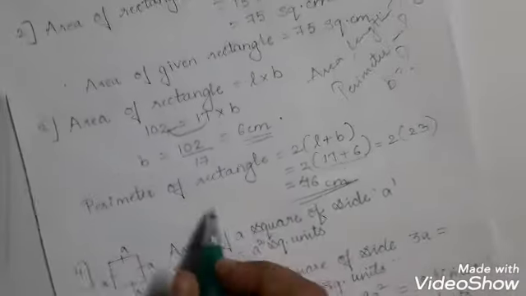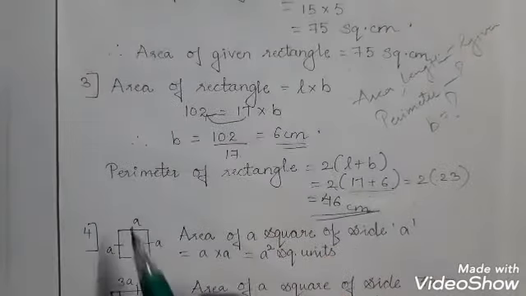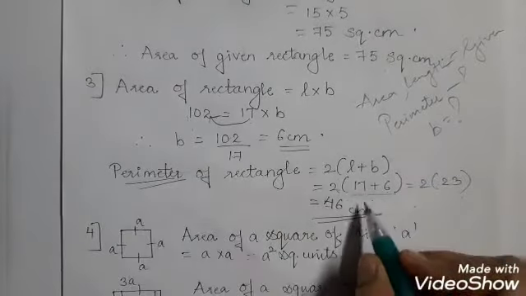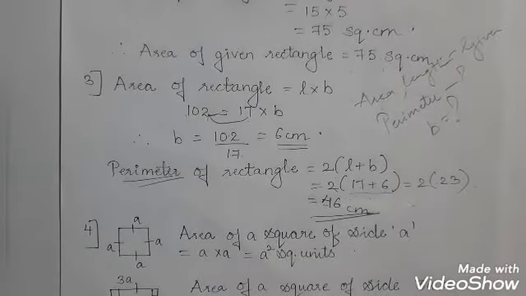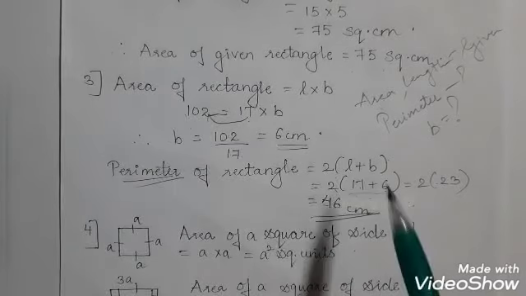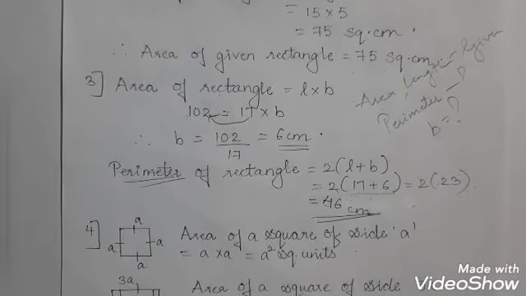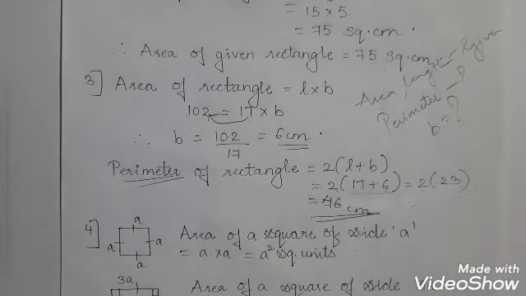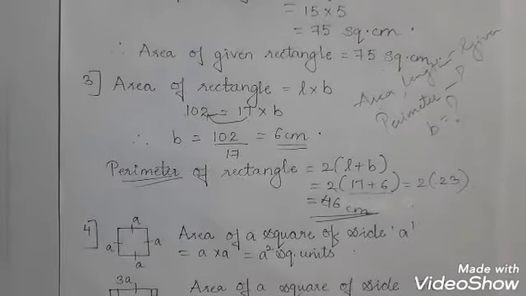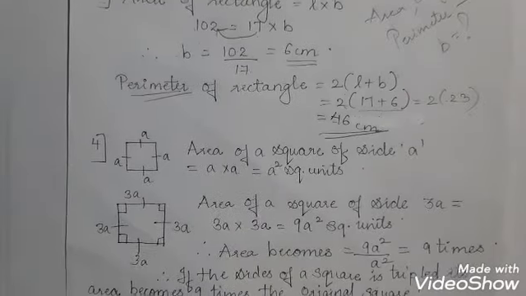Now here it is perimeter. Okay, keep this in mind. Here it is perimeter. So perimeter won't be any square or anything. It will be only meter or it will be only centimeter. Okay, so you get the answer for perimeter of a rectangle as 46 centimeter. Now next, fourth one. Let's see the fourth question.